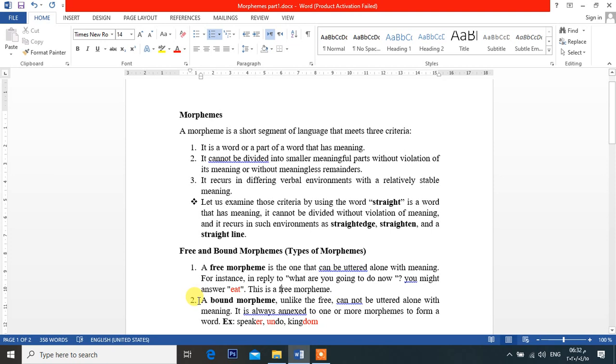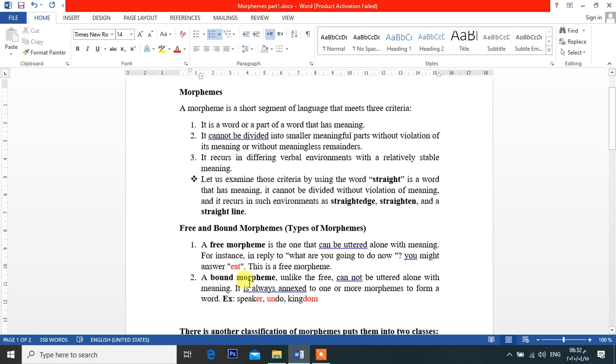The second one is the bound morpheme. A bound morpheme, unlike the free morpheme, cannot be uttered alone with meaning. We can't say it alone with meaning; it will be meaningless. So it is attached to another form to complete the meaning. It always takes one or more morphemes to form a word.